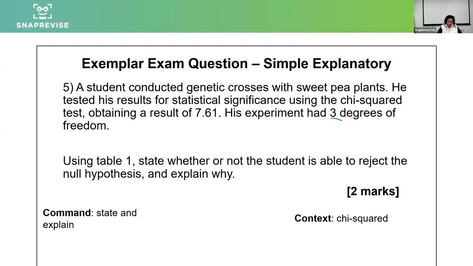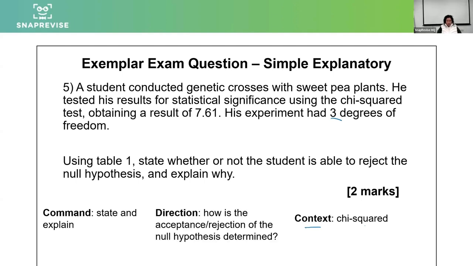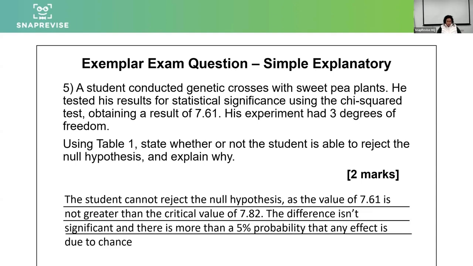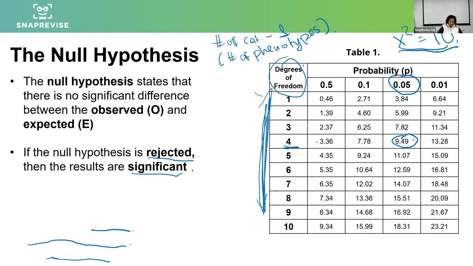My context here is the chi-square test, and my command is to state and explain. My direction is whether he accepts or rejects the null hypothesis. So he cannot reject the null hypothesis, since the value that he calculated is not greater than the critical value of 7.28. If I look at my table, 7.28. Sorry, where is it?